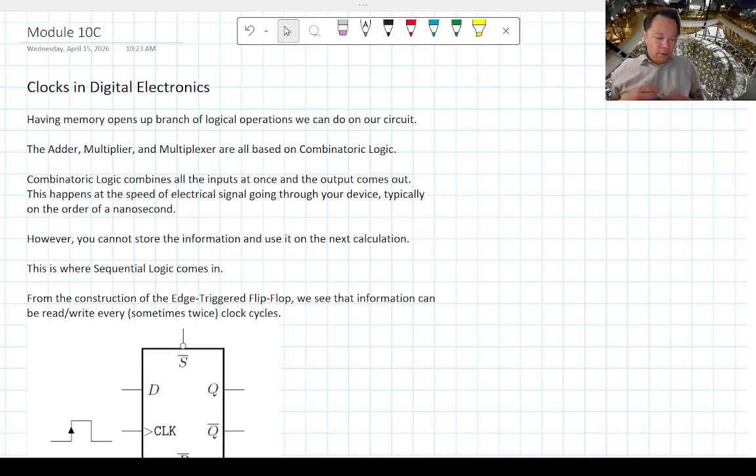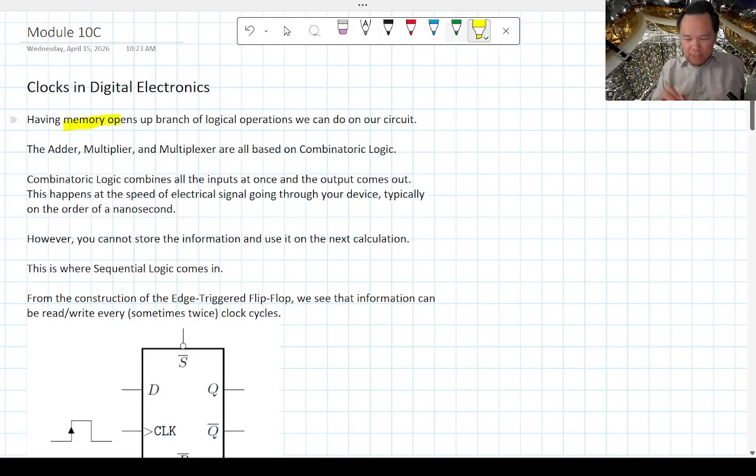Hi everyone. So we're going to continue on Module 10. This is going to be a little bit outside the flow of the textbook. The book did cover this in Chapter 7, but that was in the analog part. And now we're going to adopt this for digital.